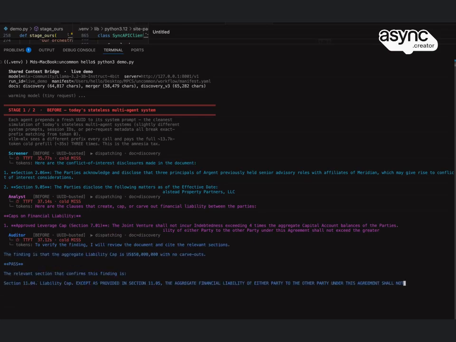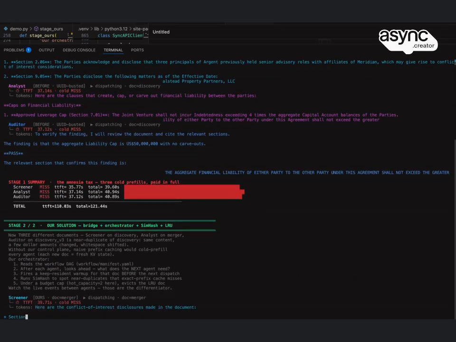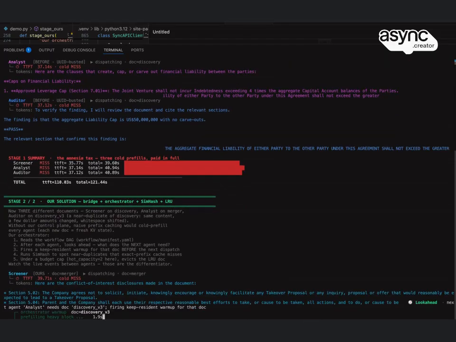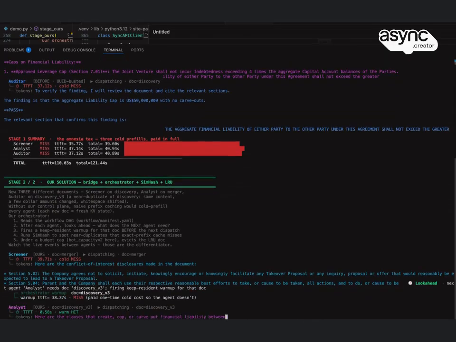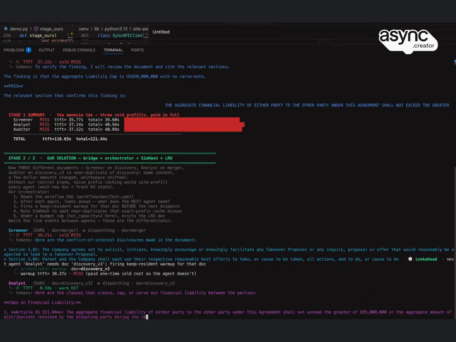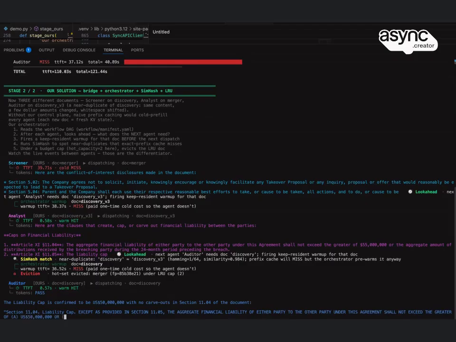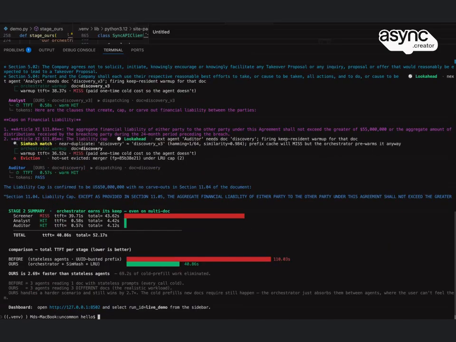In stage 2, we introduce our solution, the orchestrator with a shared context bridge. The screener and analyst still pay their cold cost, but the auditor gets a warm cache hit, just 8.9 seconds instead of 37. The result? Our system is 2 times faster than the stateless baseline. Over 68 seconds of redundant prefill eliminated.